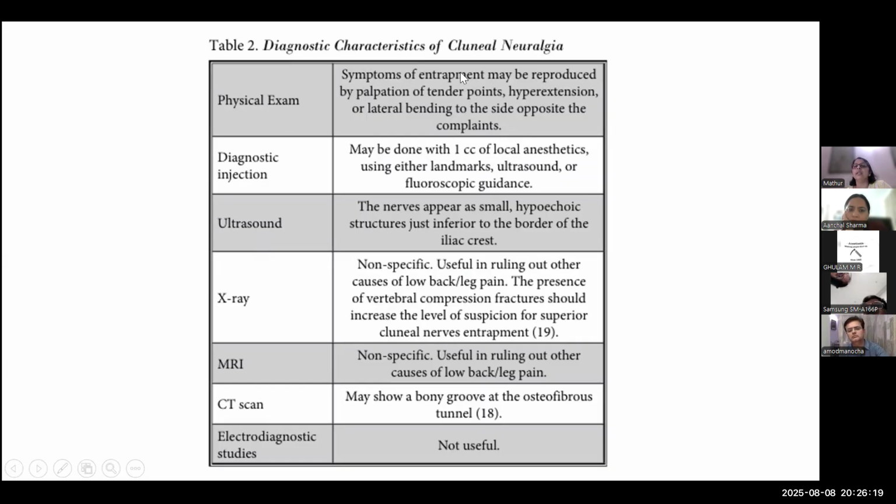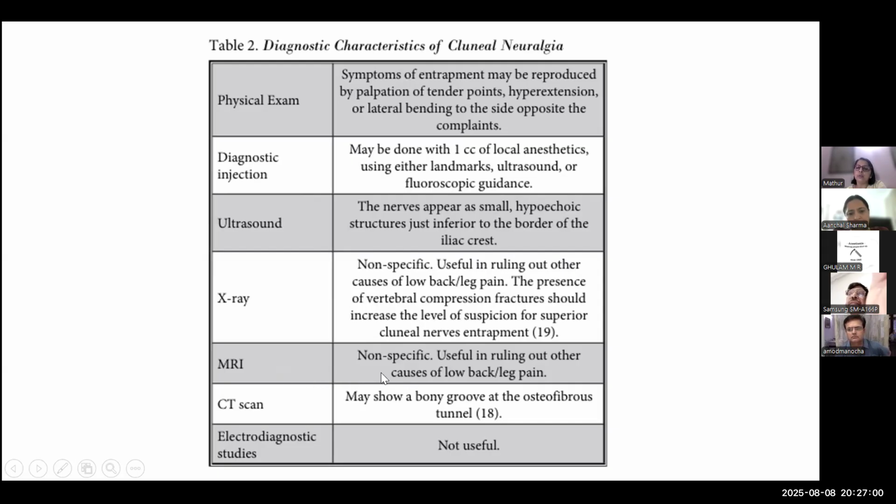In physical examination, there will be symptoms of entrapment, which may be reproduced by palpation of the tender points, hyperextension, or lateral bending to the side opposite to the affected site. The diagnostic injection may be done with 1 cc of local anesthetic using either the landmark technique, ultrasound, or fluoroscopic guidance. In ultrasound, the nerves may appear as small hypoechoic structures just inferior to the border of the iliac crest. X-ray findings may be a little non-specific, but they can help us rule out any vertebral compression fractures, which can increase the level of suspicion for superior cluneal nerve entrapment.